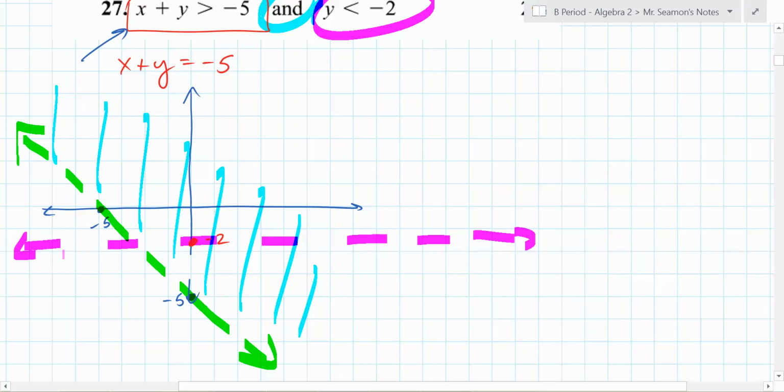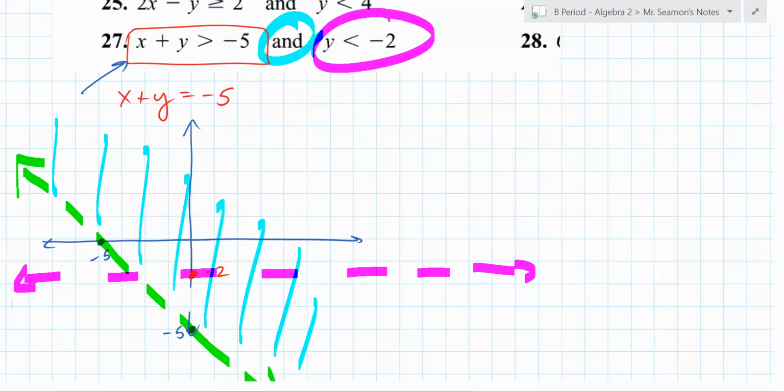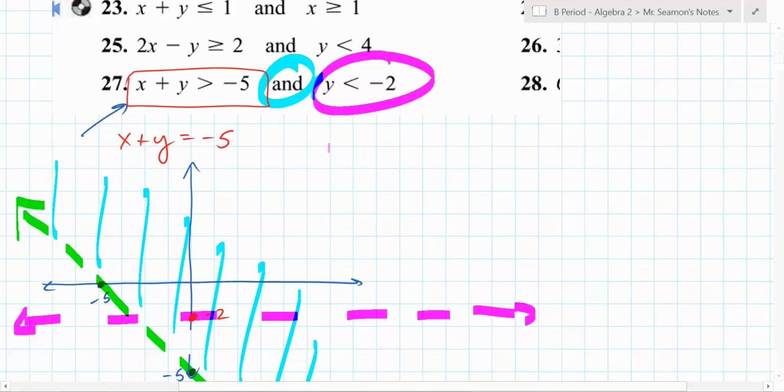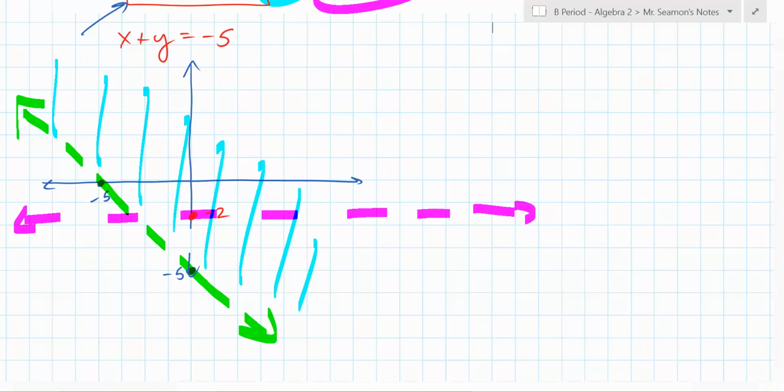And is it dotted or solid? Did I do that correctly? Yeah. It's dotted because it's strictly less than. Now we have to decide what side we shade on. How do we decide what side we shade on? Begins with a T. Test. Oh, test a point. What point do we like to test? Let's check. Is 0 less than -2? No, it's not. So do we shade above or below? Below. So we shade below the purple line.